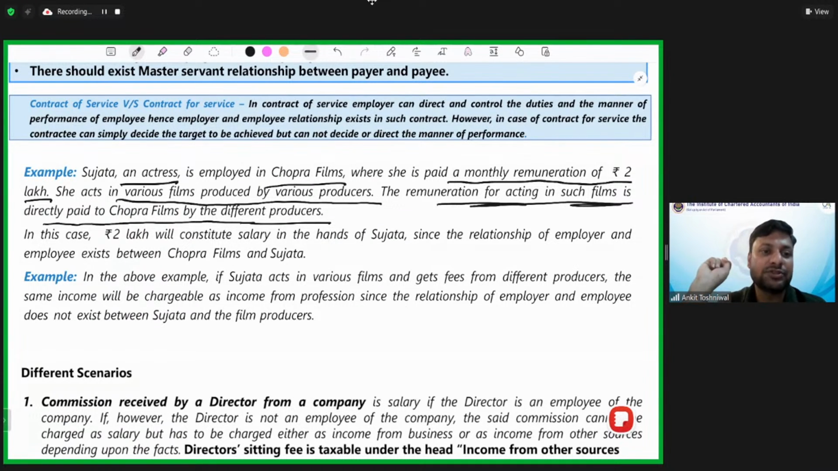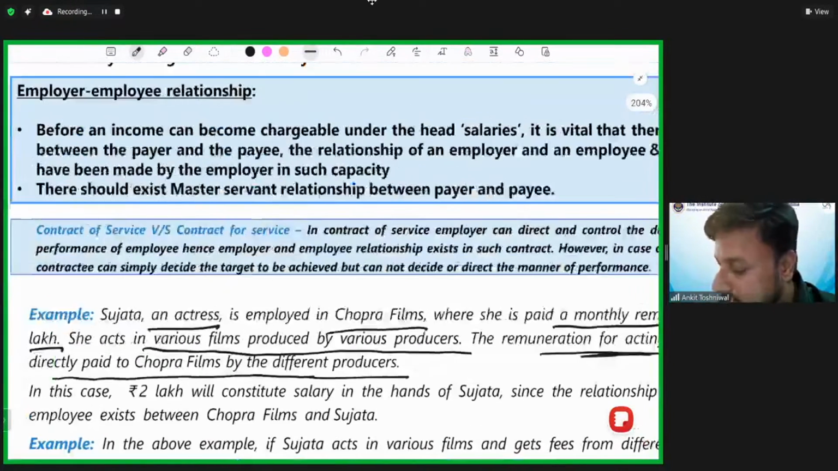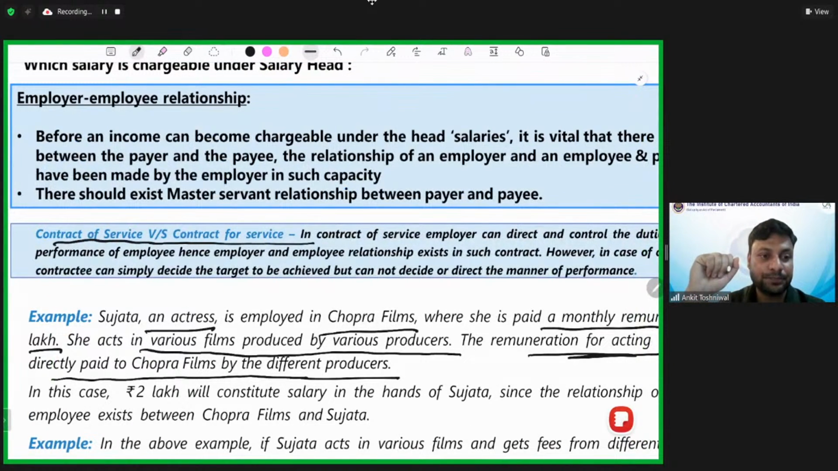So there are two terms. Let us understand those two terms. The first term is contract of service, and the second term is contract for service. If you have a contract of service, then there is an employee-employer relationship. If there is a contract of service, then the person to whom you are providing the service can determine the manner of performance of your duties, can order you how you have to perform the duties, in what manner you have to perform the duties.